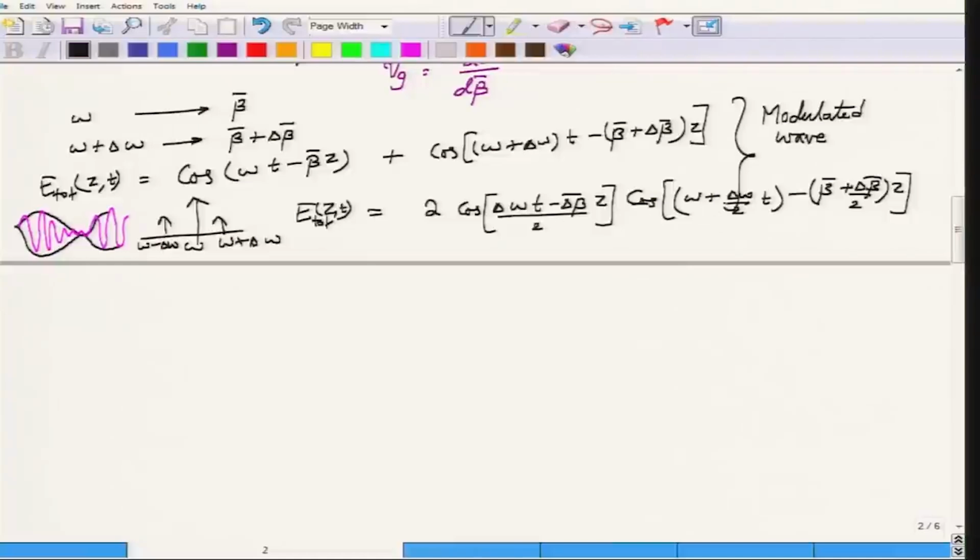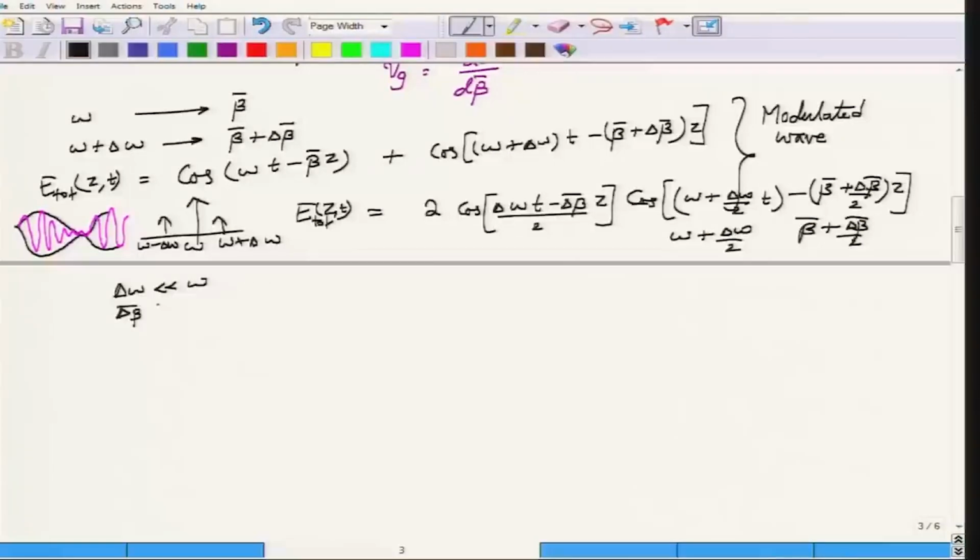On this term, the rightmost term, you have the frequency of omega plus delta omega by 2, and the propagation constant is beta bar plus delta beta bar by 2. But we have assumed that this delta omega is so small compared to omega, and similarly delta beta bar will then be very small compared to beta bar, that I can write omega plus delta omega by 2 as omega itself approximately, and beta bar plus delta beta bar by 2 approximately as beta bar itself. So, this is really giving me the carrier.